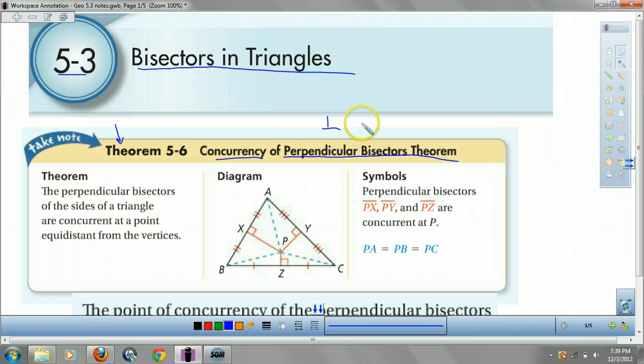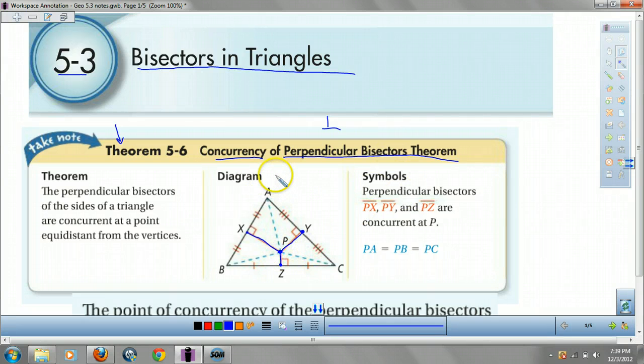Concurrency means concurrent. They have a point they all share, right? So the perpendicular bisectors of the sides of a triangle are concurrent at a point equidistant from the vertices. What does that mean? That means if you cut each of the sides of a triangle in half and put a midpoint, and you draw a perpendicular line from each one, they meet up at this point P, which is the same distance away from A, B, and C. It's right in the middle of those 3 points.